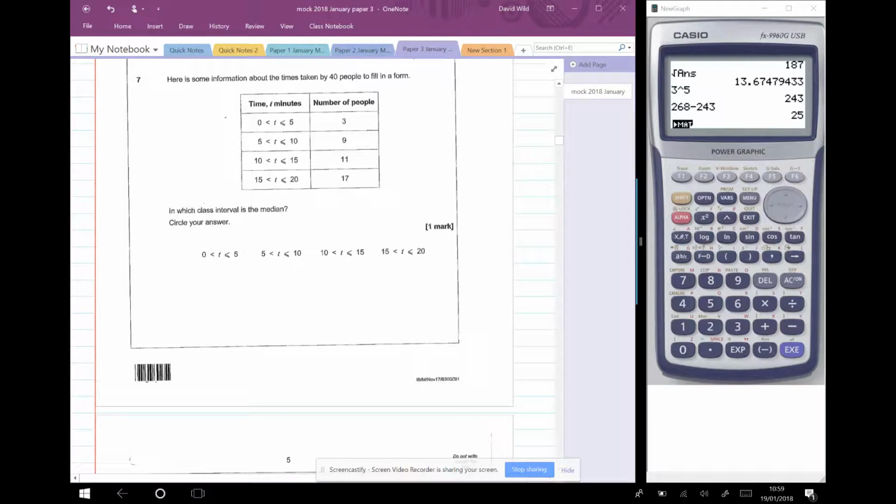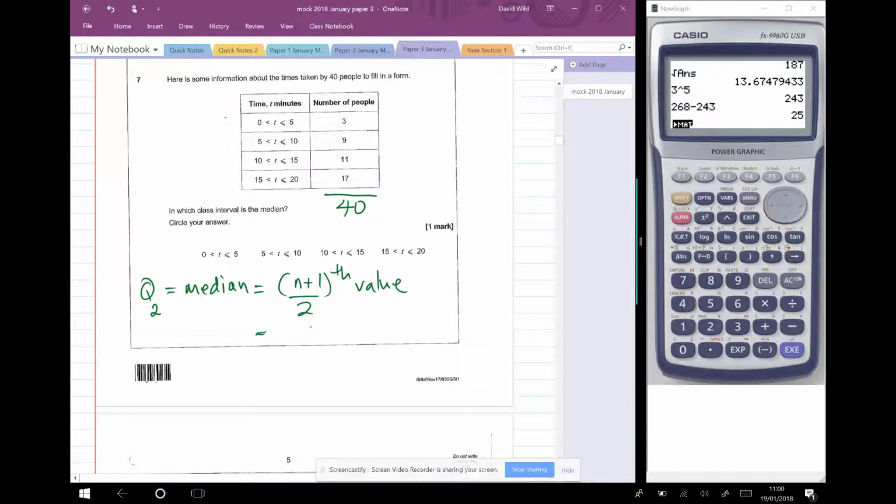Question 7. Here is some information about the times taken by 40 students, 40 people to fill in the form. So this would add up to 40. In which class interval is the median? Right, okay, where is the median? The median, which is Q2, remember, same thing, Q2, which is the median. What's the formula for it? It's the n plus 1 over 2th value.